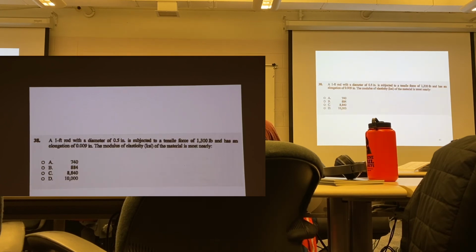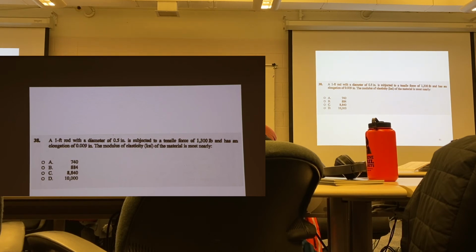Now, a 1 feet rod with a diameter of 0.5 inch is subjected to a tensile force of 1,300 pounds and has an elongation of 0.009 inch. The modulus of elasticity of the material is most nearly what? What kind of problem is this? Yes, delta equals PL over AE.